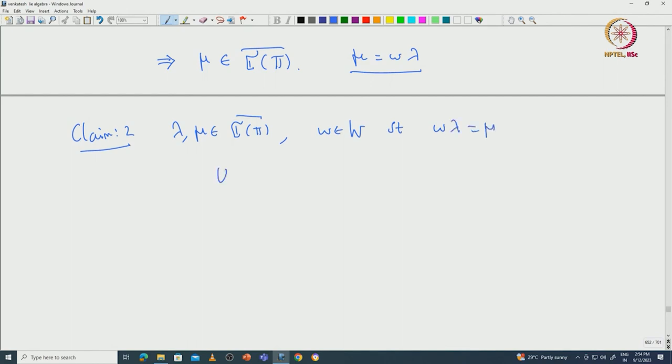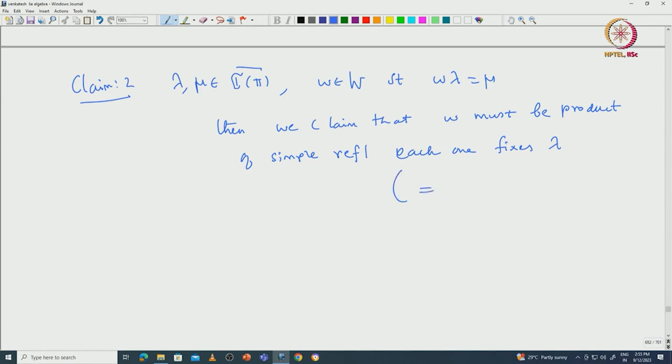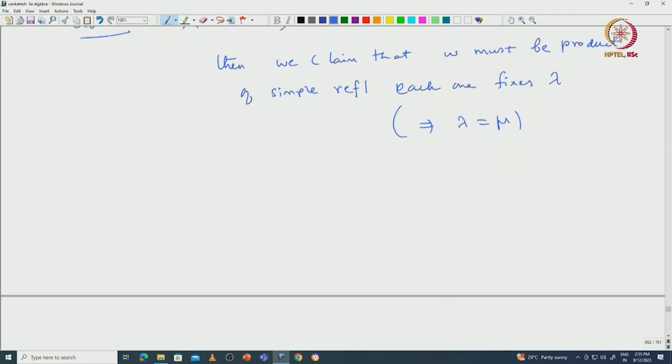So then we claim that this W must be a product of simple reflections which fixes lambda. In particular, this immediately implies lambda equals mu, because each reflection fixes lambda, so W fixes lambda, so that implies lambda equals mu.